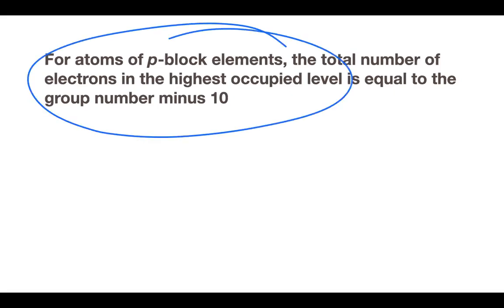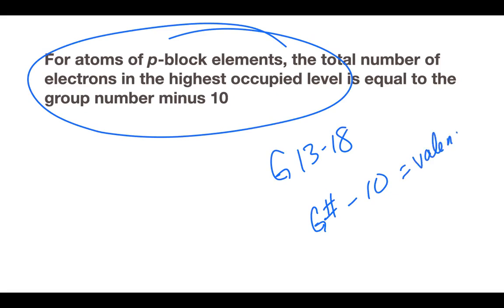So for groups 3 to 12, the transition metals, you can add together the D electrons with the S electrons to get the group number. For groups 13 to 18, it's group number minus 10. And that gives you the number of valence electrons. So if I say fluorine is in group 17, how many valence electrons are available? You would just do 17 minus 10, and you would say there's 7.